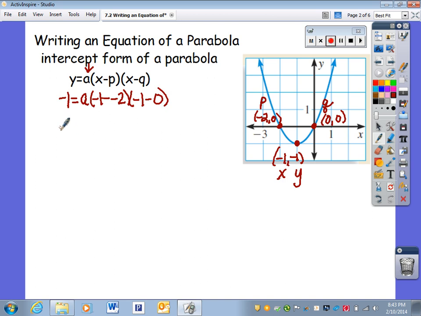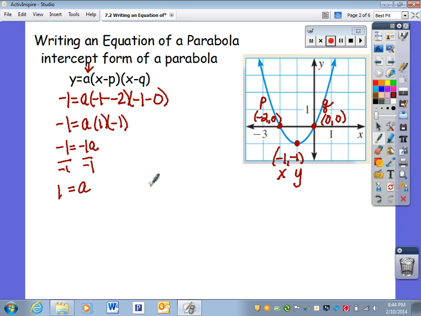So once we've located the points and we've substituted them in, we're going to do the mathematics. So -1 minus -2, which would be +2, would be 1. And -1 minus 0 would be -1. -1 then is equal to 1 times -1, which is -1a. And we're going to divide both sides by -1 to find out that a is equal to 1.